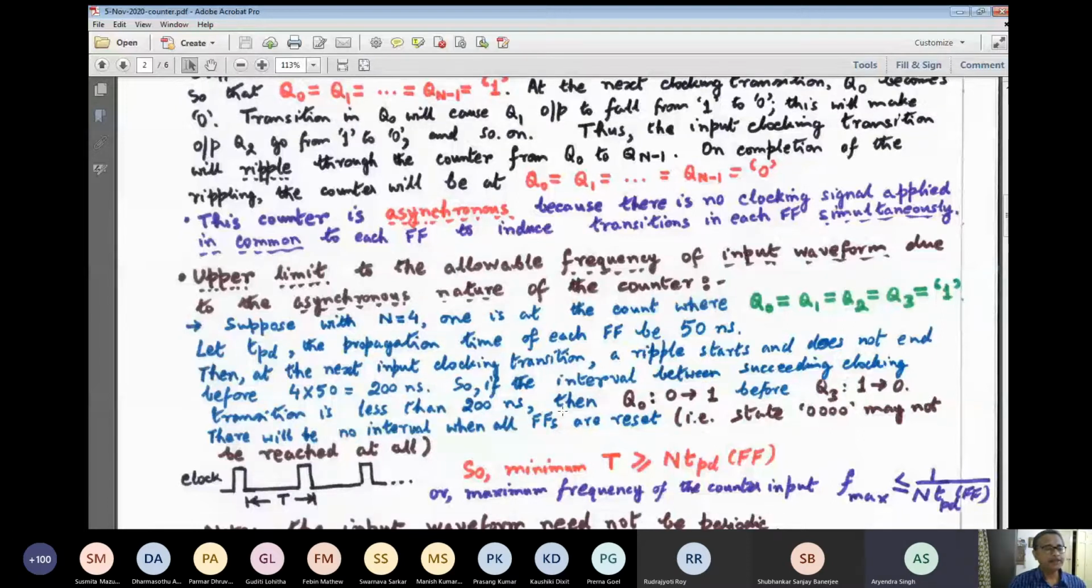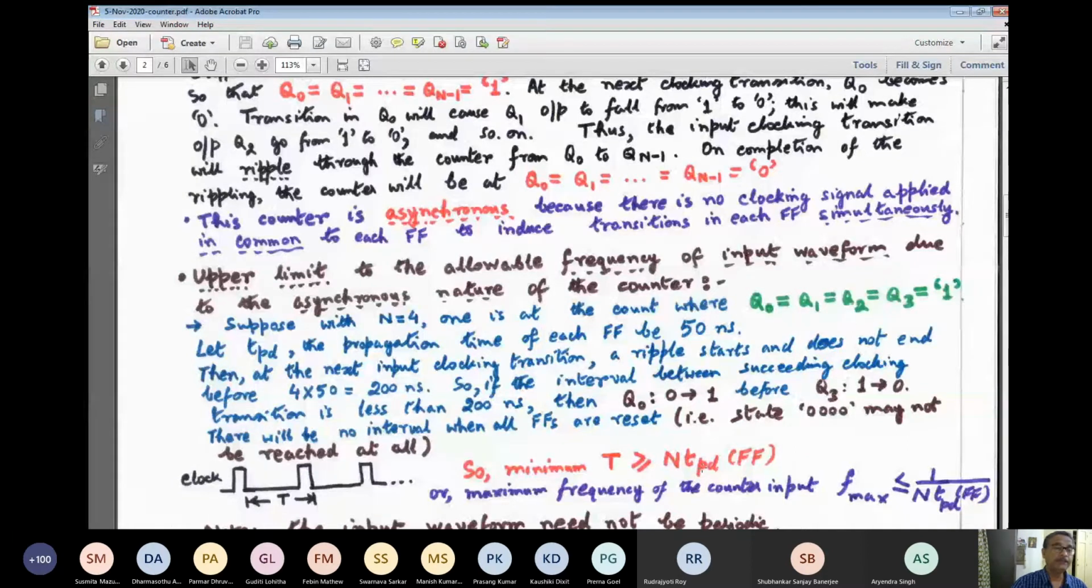Okay, that means the minimum difference between this active edge and this active edge should be at least equal to n times the propagation delay. Assume that the nominal propagation delay through an individual flip-flop is 50 and we have 4 flip-flops in cascade, because we are considering a modulo 16 counter. So the minimum time period that should elapse between this falling edge and this falling edge of the primary clock should be 4 times the propagation delay, or n times in general.